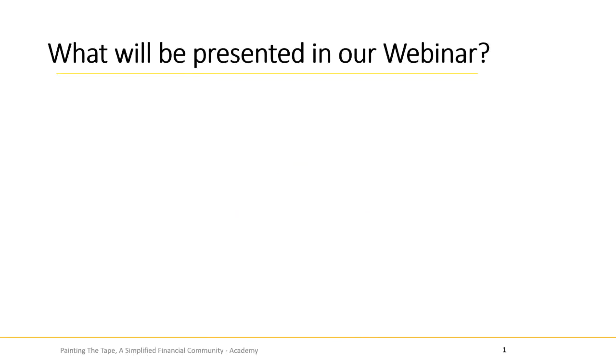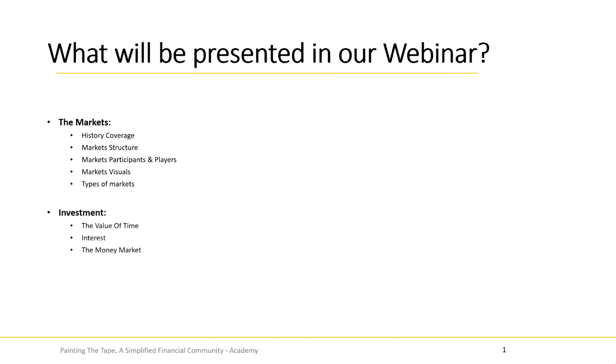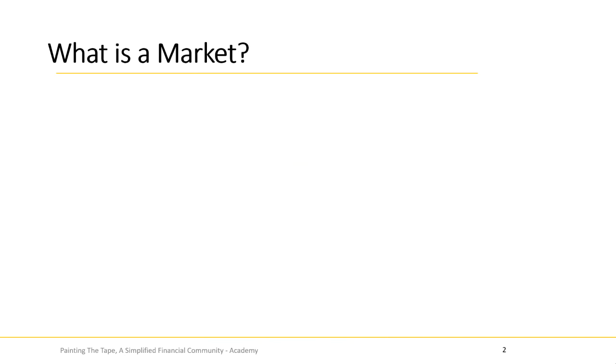As I mentioned, we're going to cover three topics in this webinar. The markets, which is what this video is about. Then we're going to go over investments and interest. And the third part of this webinar, we'll finalize with the ultimate table, which is a tool I highly recommend everybody use. Let's start with the market.